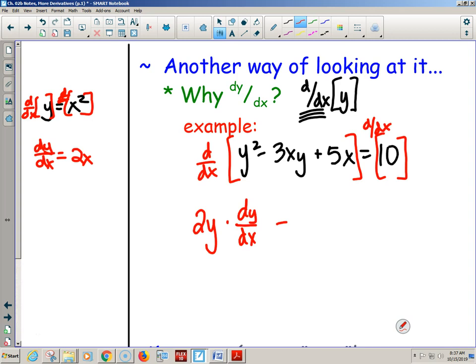Just think of the page before, completing the square. We don't want to do that. It was gross. True. 2y dy dx, if we can figure it out, sounds a lot nicer.